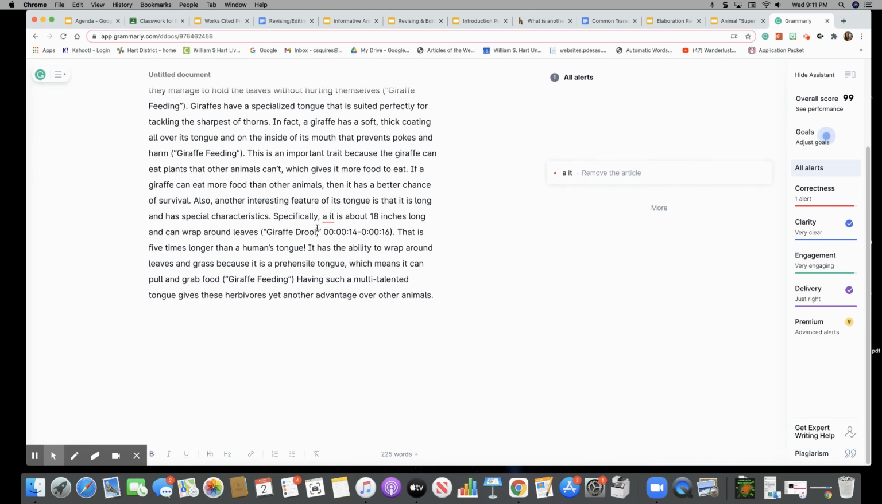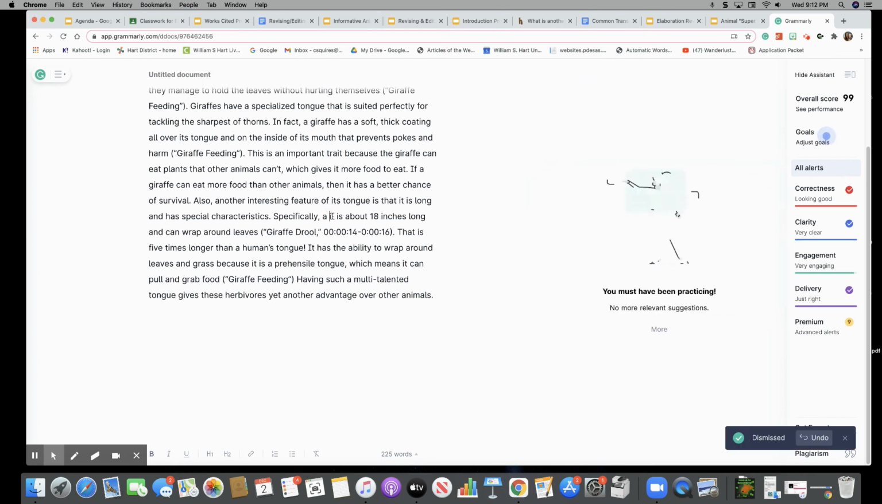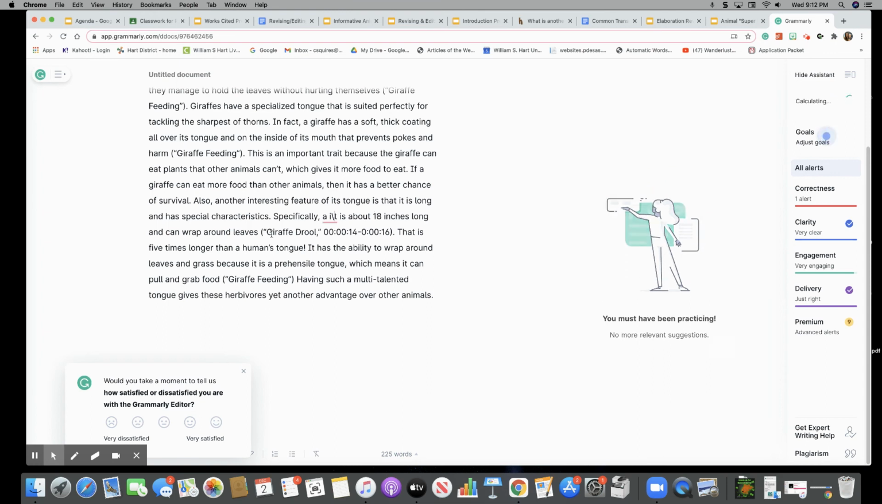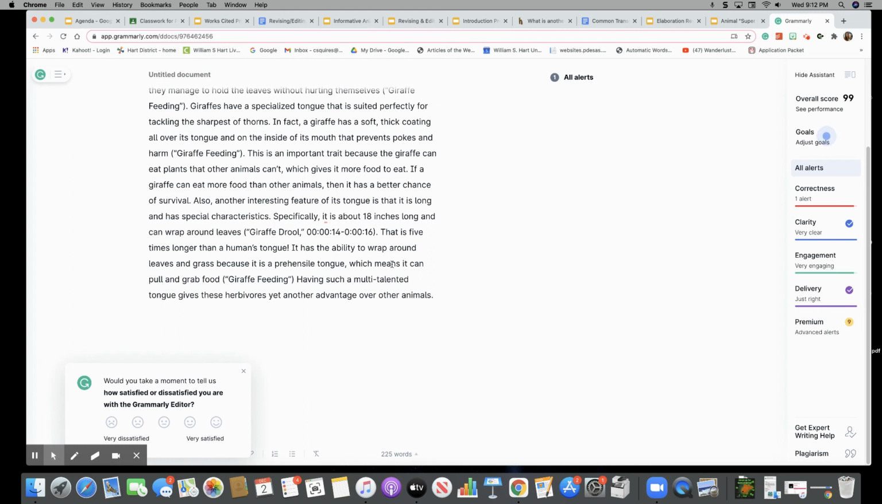And then this one, it's "specifically," and looks like I have a typo here, right? I would need to change that. So I'm going to trash that. I'm just going to put "specifically." Let's see, okay, so it caught a little mistake. It is about 18 inches long. Great. So now this is a lot better.